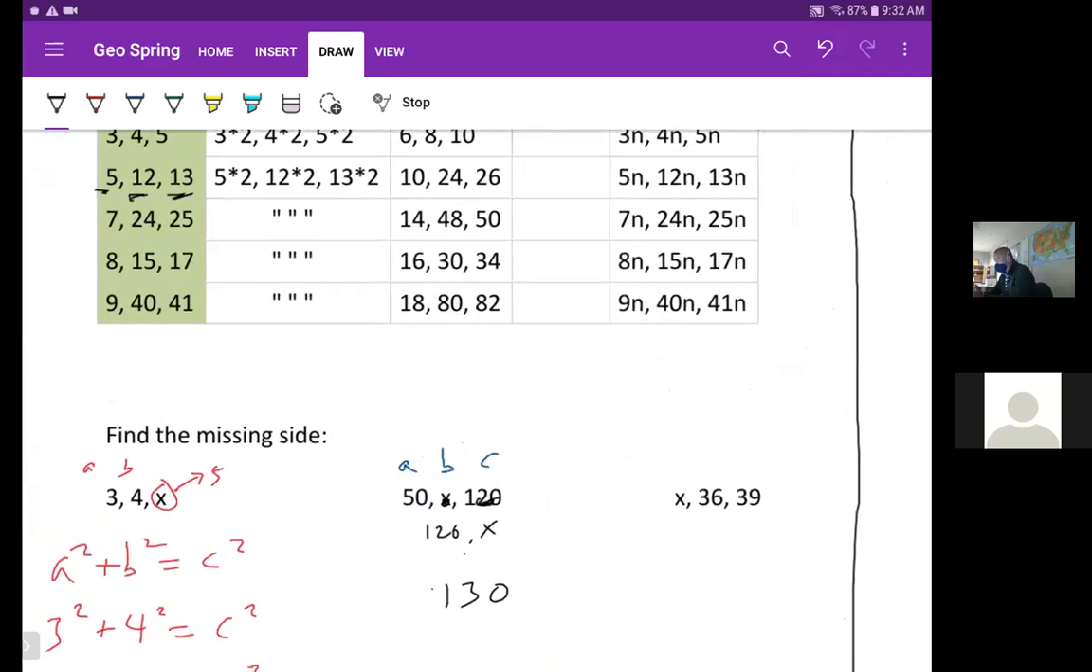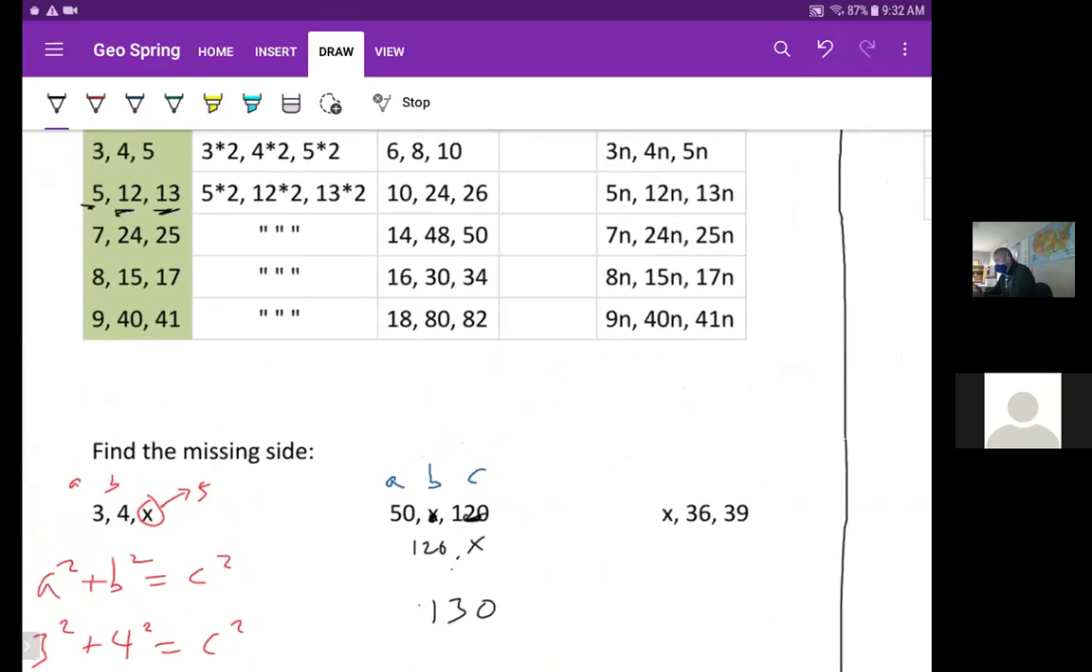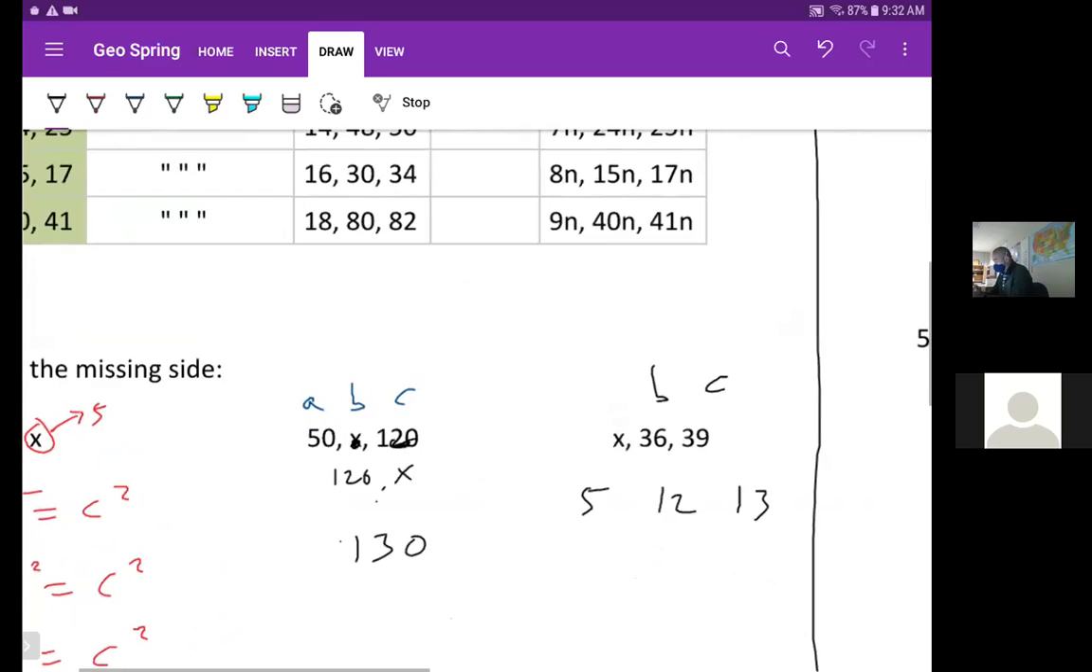So then the last one, 36 and 39 are your B and your C. So you have 36 and 39. That's going to be the same 5, 12, and 13. So if you use 5, 12, and 13, and you multiply them by 3, that's how this became 39. That's how this became 36. So the answer here is 15.